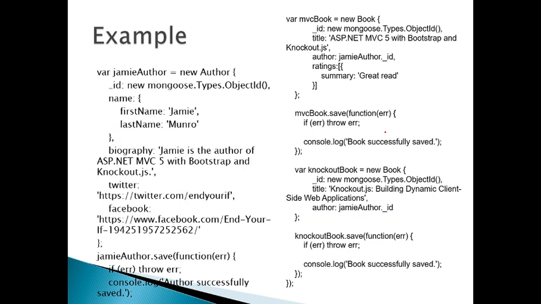So the new code on the next slide: now you can see we are creating a schema which contains the underscore id of type ObjectId, name with first name, last name, and biography and other information. And then we are using jamie.save, saving this information into the database. Similarly, we can have a new book which will be of a book model, and you can save this information also. So you can use different models and save the information using those models.